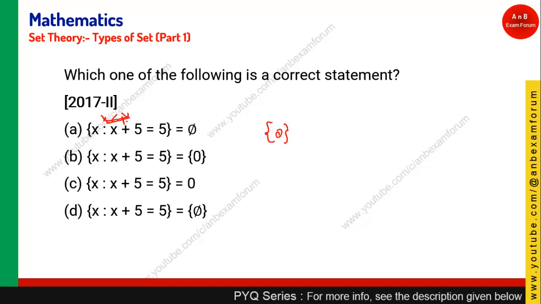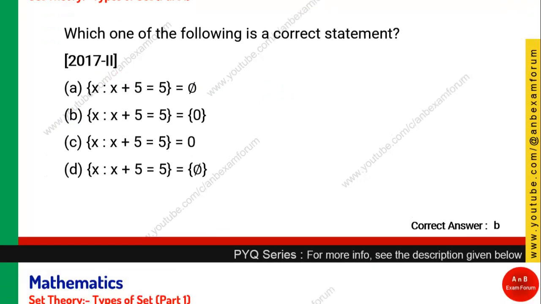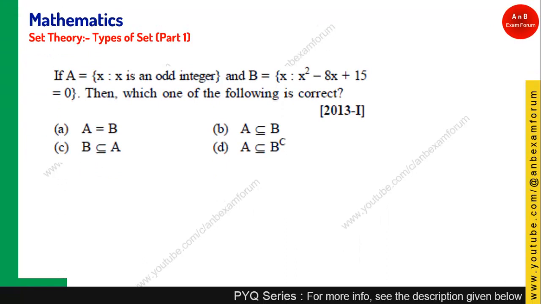They have not specified whether x is a natural number or whole number. You can consider the universal set. So 0 belongs to this particular set, so it is not equal to 5. So this is incorrect. Coming to the next, x plus 5 equal to 5, 0, that we have already seen, so this is the correct one. So option B is the right answer for this question. Let's see the next question.